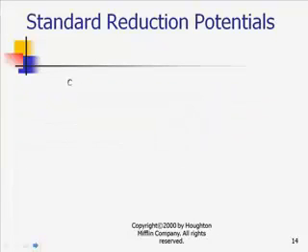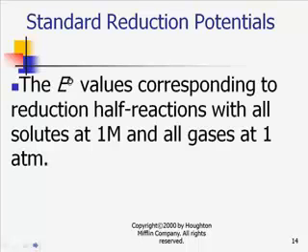Now, to look at a particular setup, we first have to see what the values are for each of the half cells. These are available in a table in your textbook. Page 796 has a table of standard reduction potentials. These are measured at standard conditions, so that's why we get these E naughts. Standard conditions: the solutes are 1 molar concentration and gases are at 1 atmosphere.